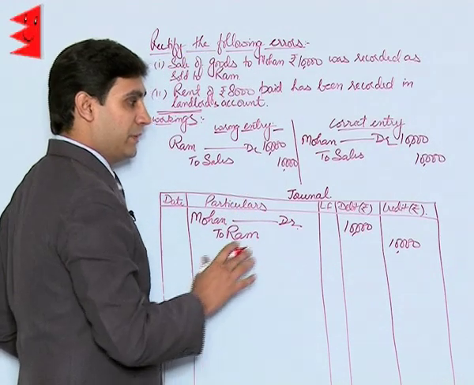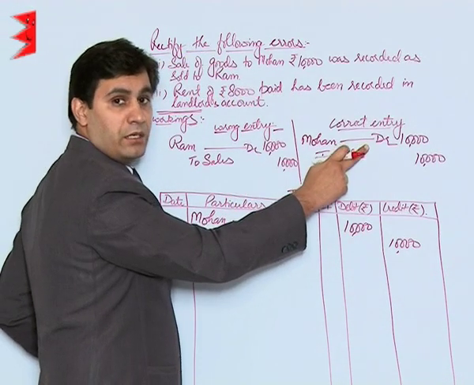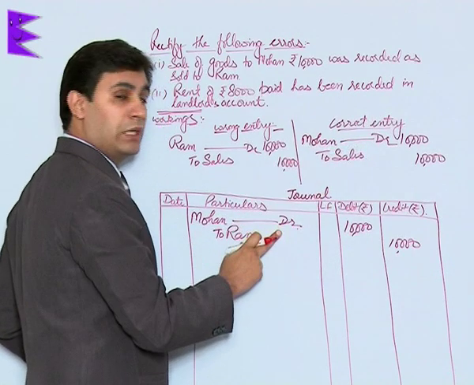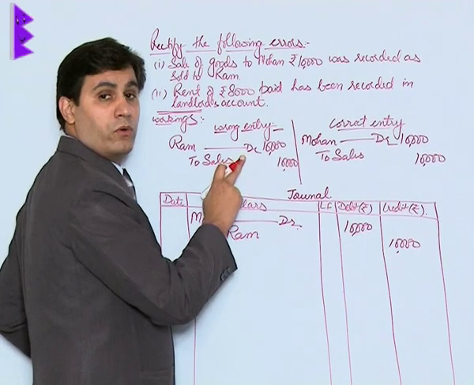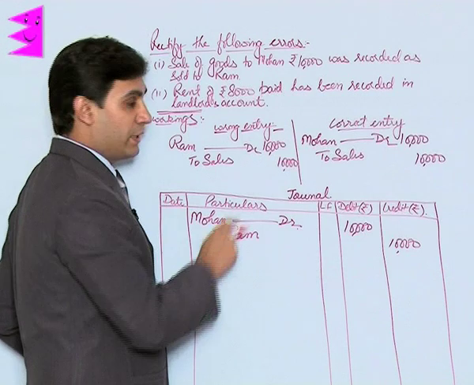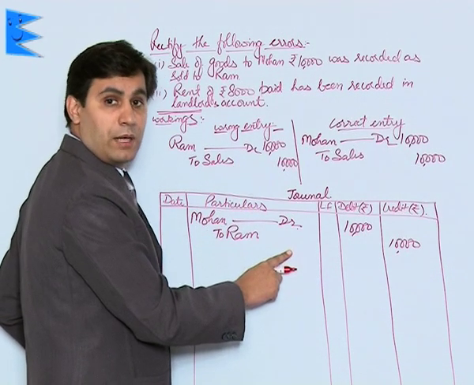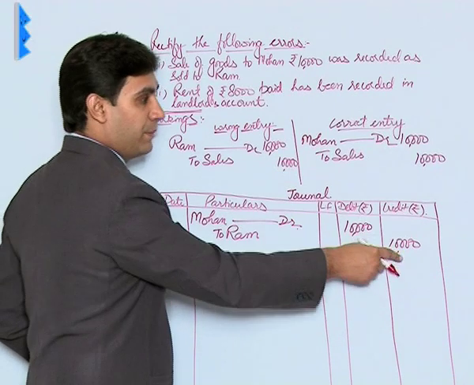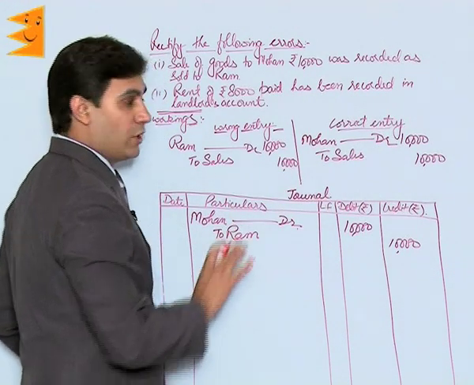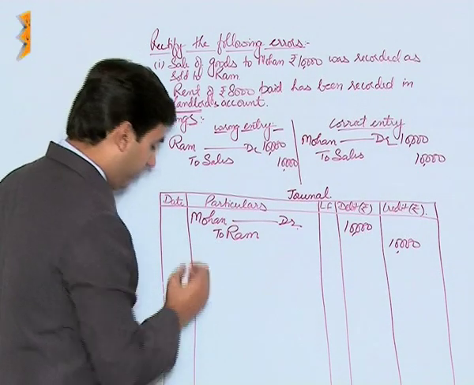Again, repeating the same thing, Mohan should have been debited but was not debited, so debit Mohan now. Ram was wrongly debited, so to cancel the effect of this debit, we have credited Ram's account here with the same amount of 10,000 rupees. So now this error stands rectified.